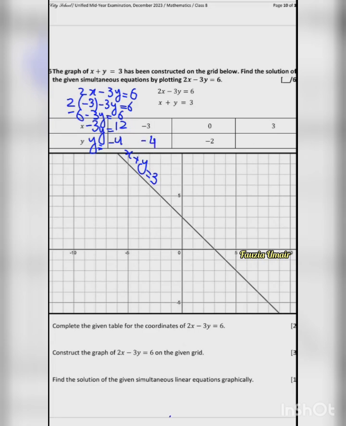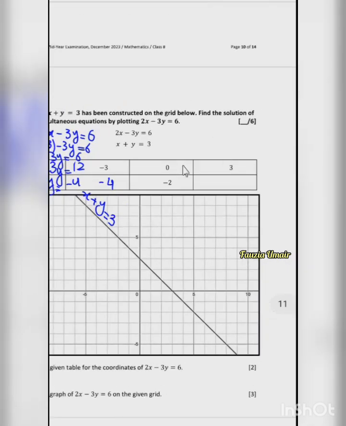Now on the other side, if x is 3, what will happen? It will be 2 into 3 minus 3y. I'm putting this 3 in the equation. So 6 minus 3y is equal to 6. Taking this 6 to the other side, it will be 6 minus 6. What is 6 minus 6?